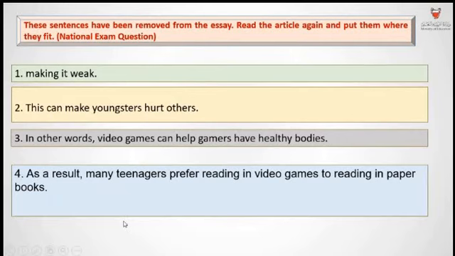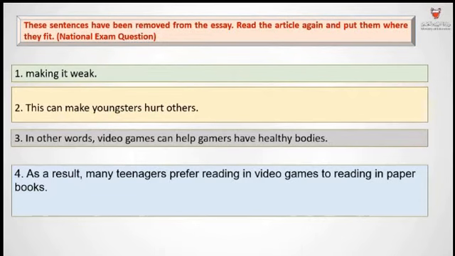All right. Now, this is a national exam question. I need you to take a picture of this because you're going to have a look at the article again and put those sentences back to where they belong. All right. So these sentences have been removed from the essay. Read the article again and put them where they fit. All right. So this is a national exam question.